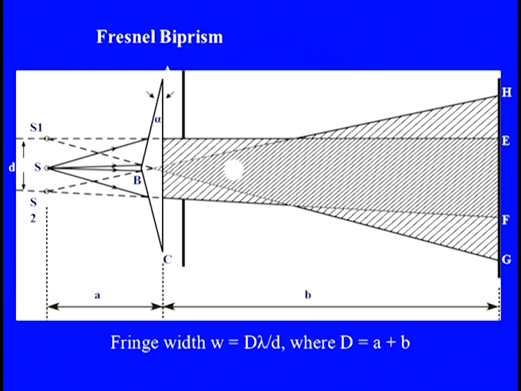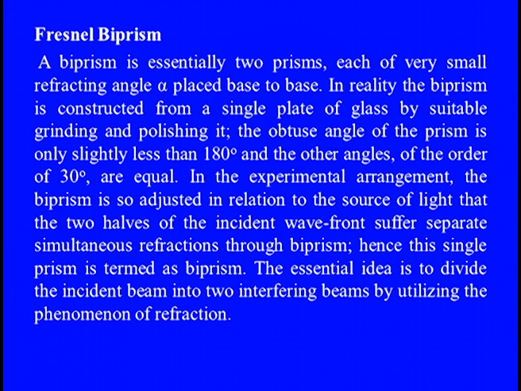In the experimental arrangement, the biprism is so adjusted in relation to the source of light that the two halves of the incident wave front suffer separate simultaneous refraction through the biprism. Hence, this single prism is termed a biprism. The essential idea is to divide the incident beam into two interfering beams by utilizing the phenomenon of refraction.